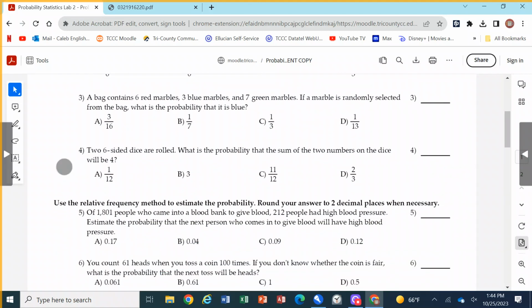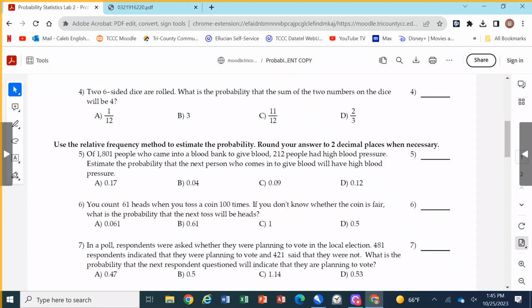Good question. Number 3, a bag contains 6 red marbles, 3 blue marbles, and 7 green marbles. If a marble is randomly selected from the bag, what is the probability that it is blue? Now, these types of problems, I've had people miss them because they look at, oh, there's 3 in there, and I'm only picking 1 marble. Is that all you have to do with this? No. You need to get the total number of marbles in the bag and then put how many blue ones there are in there, and then reduce it down if it'll reduce. Okay?